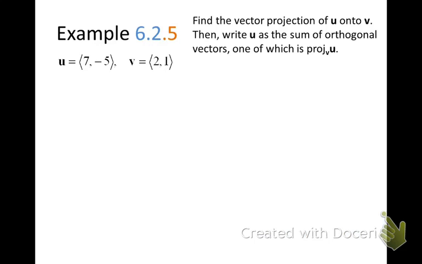For this one, it says find the vector projection of u onto v, then write u as the sum of orthogonal vectors, one of which is the projection of u onto v. So first things first, I'm going to draw a picture so we can kind of see what's happening here.